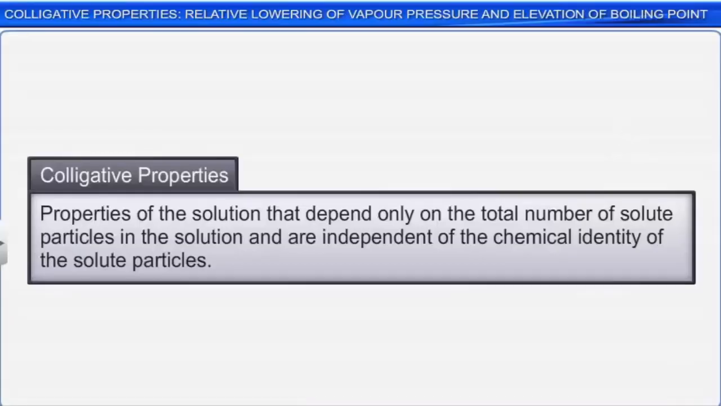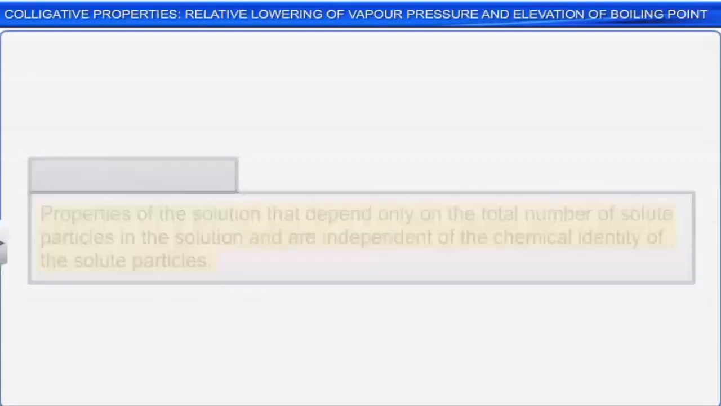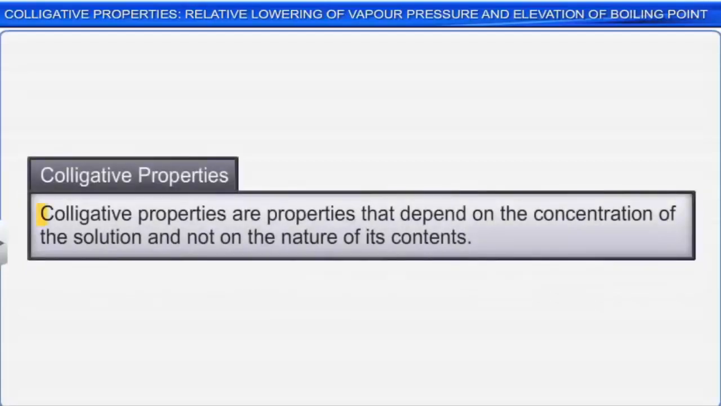Colligative properties are defined as properties of the solution that depend only on the total number of solute particles in the solution and are independent of the chemical identity of the solute particles. In other words, colligative properties are properties that depend on the concentration of the solution and not on the nature of its contents.